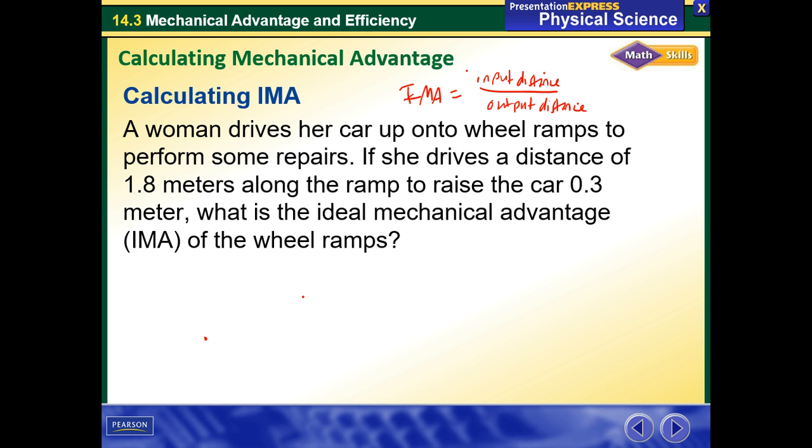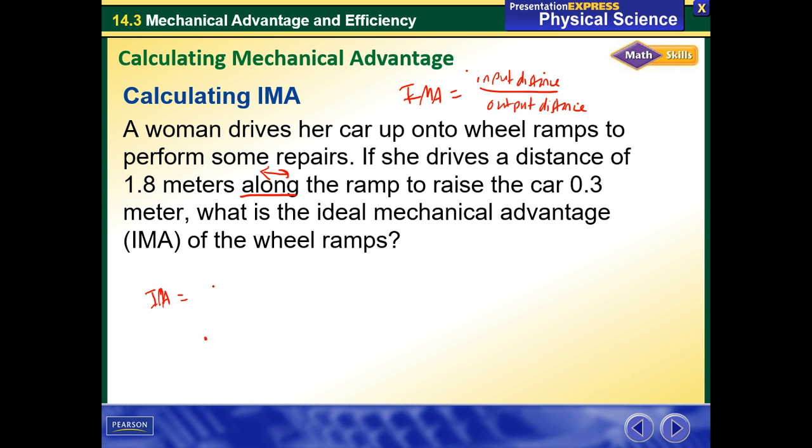It reads, a woman drives her car up two wheel ramps to perform some repairs. If she drives a distance of 1.8 meters along the ramp and raises her car 0.3 meters, what is the ideal mechanical advantage of the wheel ramps? So IMA is going to have to deal with our input and output distances. And we're given 2 meters, so we have to figure out which one is our input and which one's our output. If you recall, our input we said is also known as horizontal. So if you go along a ramp, it means you're going to go left to right.